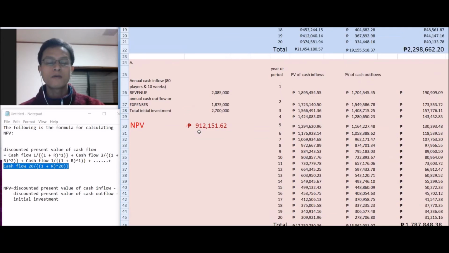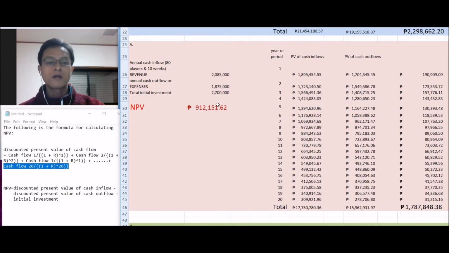Now for the first scenario, the main reason why it's negative is because we only assume that the number of players that will come during the baseball camp is only 80 players. So that's the main reason why the revenue is quite low. So that's all. Thank you.